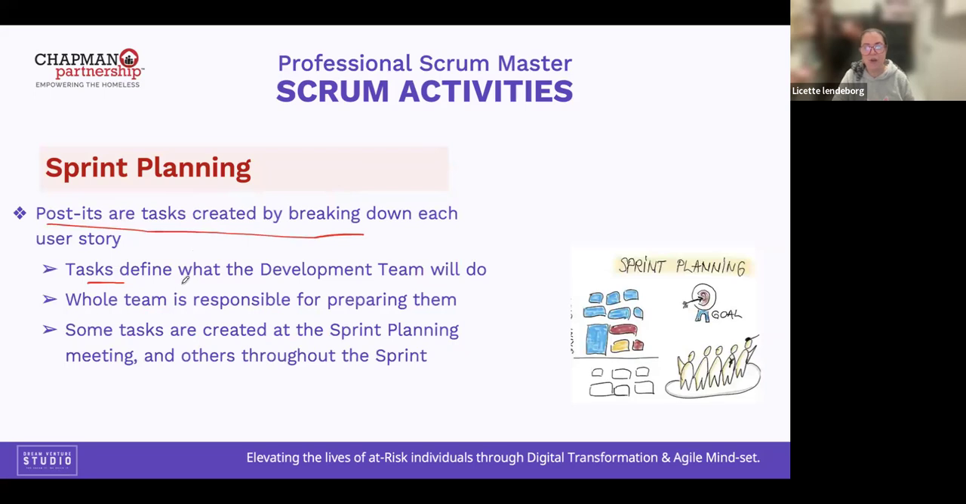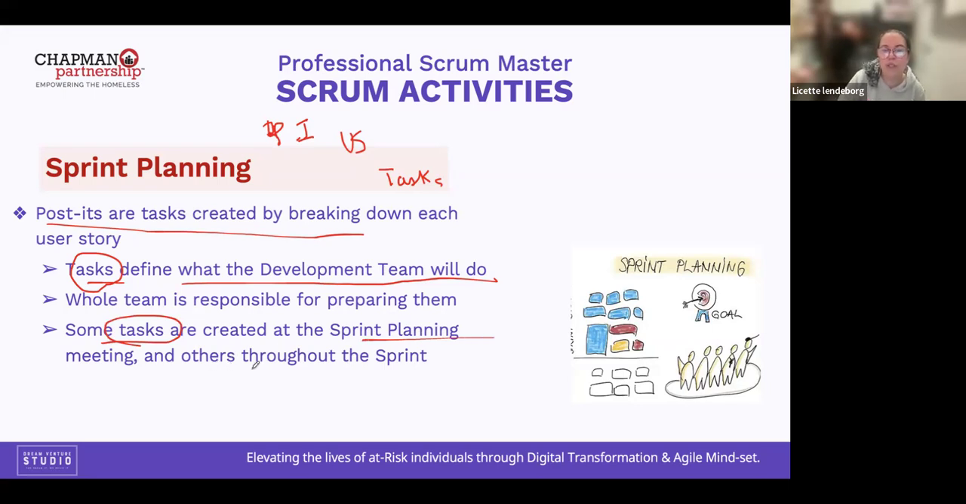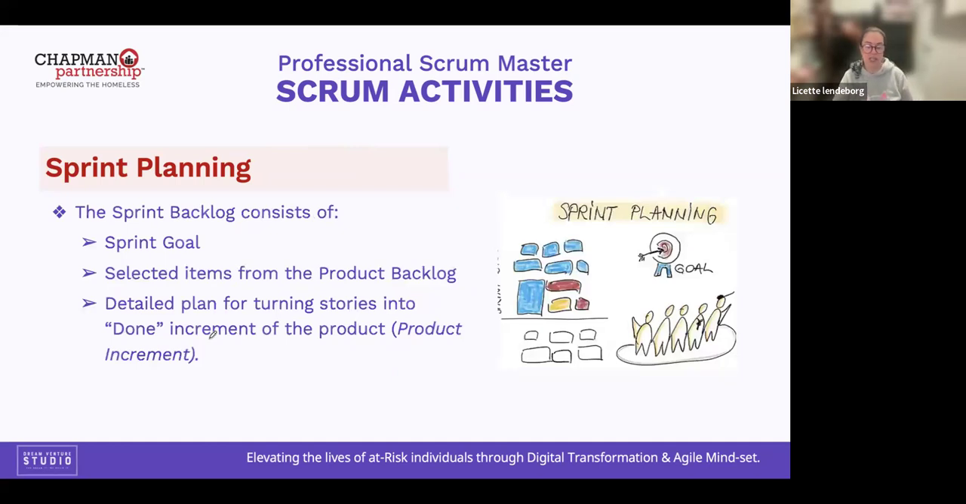Tasks define what the development team will do. You see tasks, user stories, or product backlog items, and then tasks, different levels of detail. Some tasks are created in the sprint planning meeting and others throughout the sprint. Okay, so that is okay. If you don't finish during the sprint planning, you can do it throughout the life cycle.